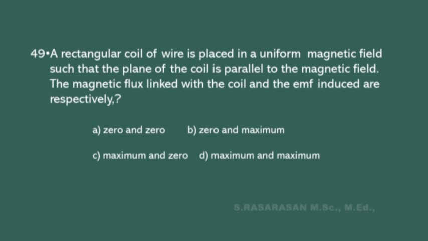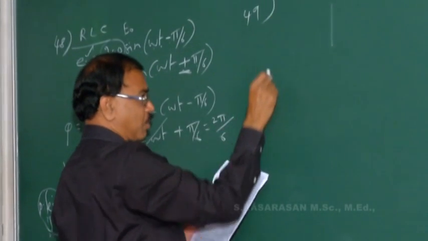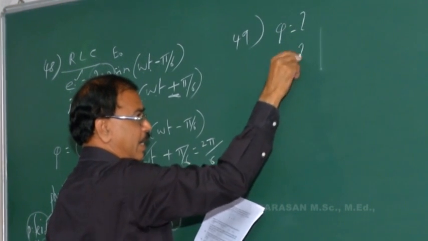A rectangular coil of wire is placed in a uniform magnetic field such that the plane of the coil is parallel to the magnetic field. The magnetic flux linked with the coil and the EMF induced are respectively asked.